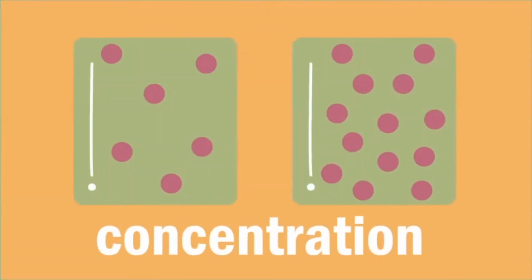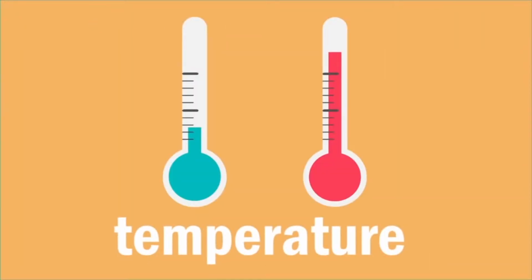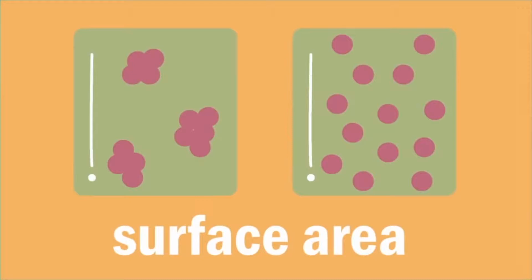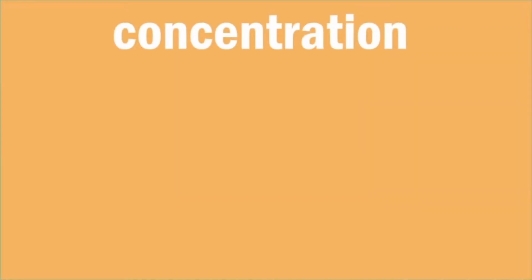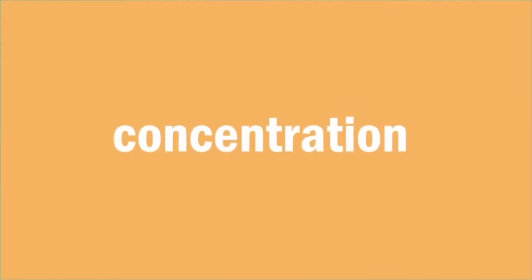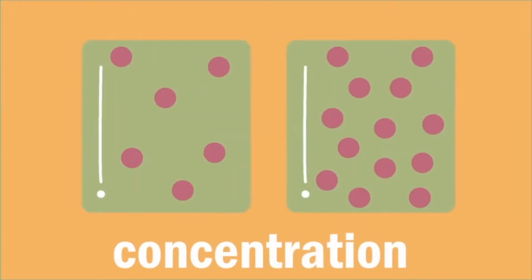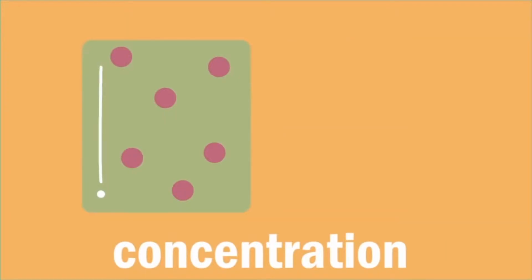Main factors that affect a reaction rate: concentration, pressure, temperature, and surface area. Concentration is the measure of amount or number of particles in a given volume. Concentration can be increased by increasing the number of particles and keeping the volume constant, or decreasing the volume and keeping the number of particles constant.